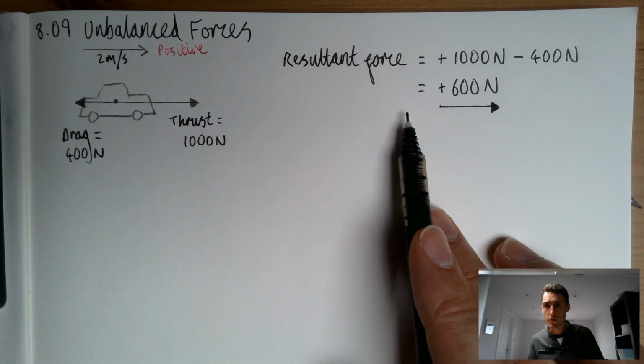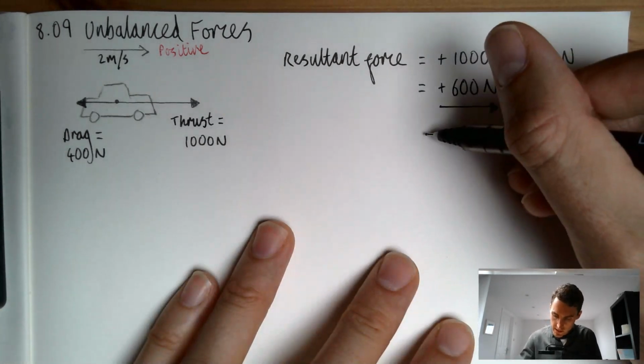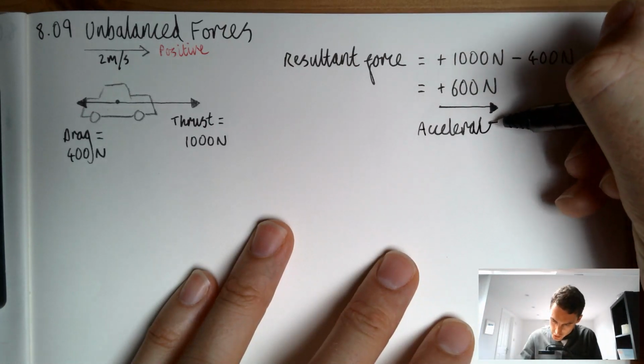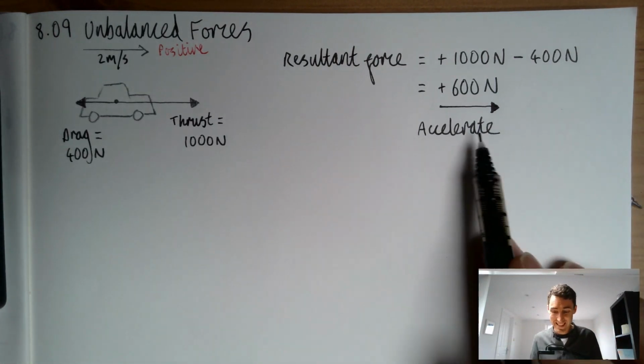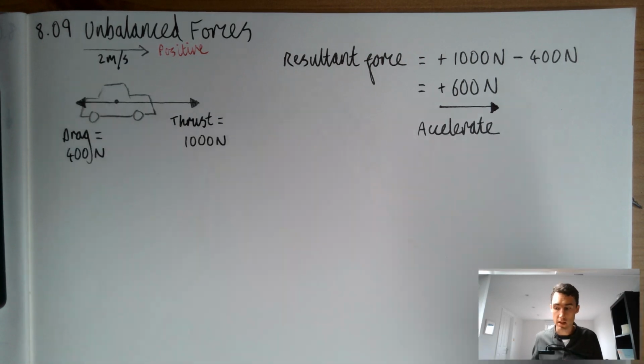If we've got a resultant force, an overall force that way, that means the object is going to accelerate. So now we can really introduce that word and state what it means. Essentially, it means it's going to get faster. So that 2 meters per second is going to increase.